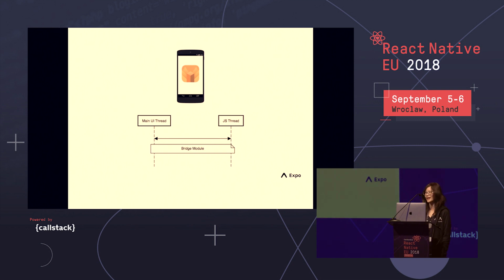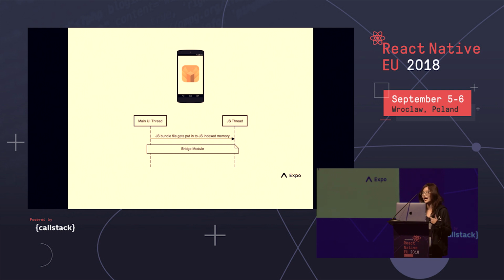So let's take a step back and think about how we load a JavaScript bundle using the React Native architecture. So a lot of people will tell you, okay, so in any given React Native app, you've got at least two threads running. You've got the main UI thread and you've got the JavaScript thread. The main UI thread is where your native code runs, and the JavaScript thread is where your JavaScript logic runs, and that's where it takes the bundle and runs it. These two threads communicate by a bridge module.